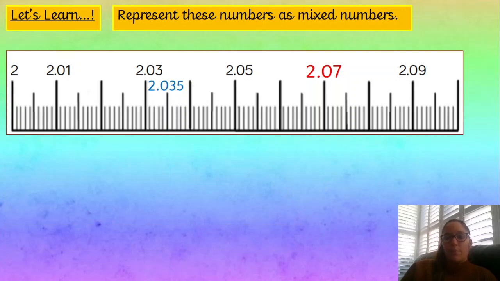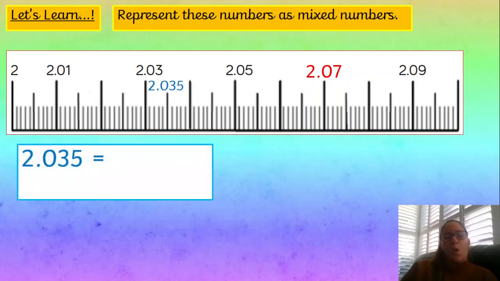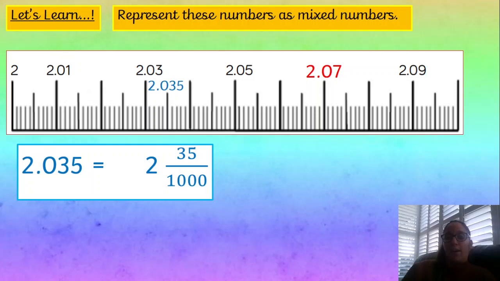Now represent these numbers as mixed numbers. So what would 2.035 be as a mixed number? Remember, a mixed number is a whole number with a fraction. So what would our whole number be? Well, we can see that we've got 2 ones. So we've got 2 wholes, and we've then got 0.035, which is 35 thousandths. So 2.035 is 2 and 35 thousandths as a mixed number.